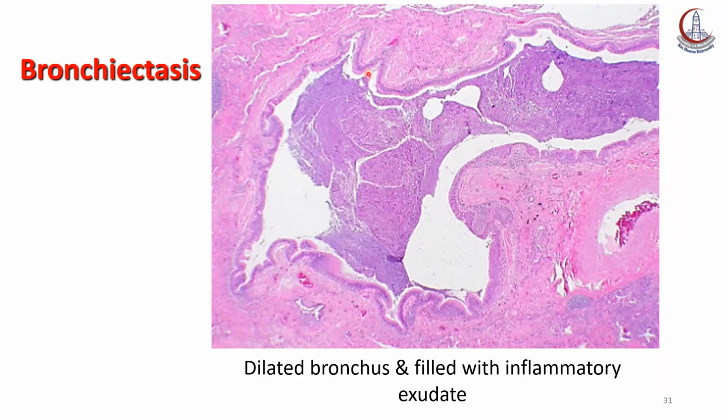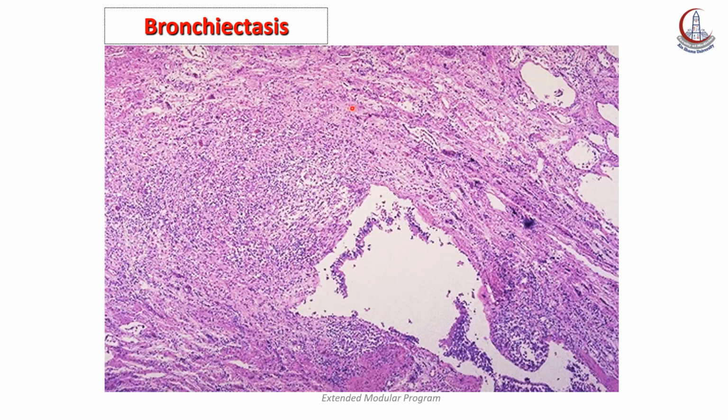Another case of bronchiectasis with dilated lumen here, filled with mucopurulent exudate and lined by respiratory epithelium with focal ulceration. High power showed desquamated epithelium with underlying inflammatory infiltrate, wide areas of fibrosis.